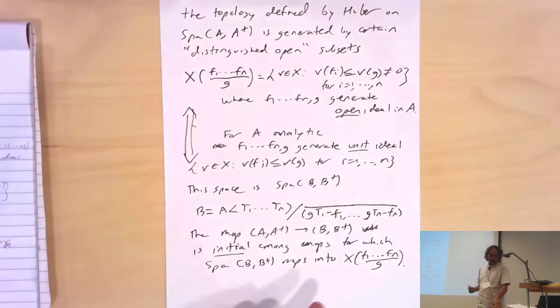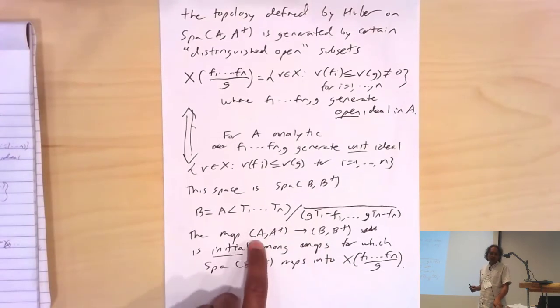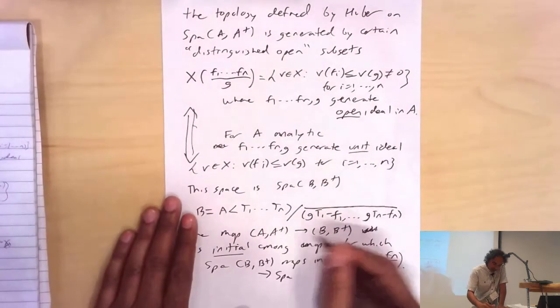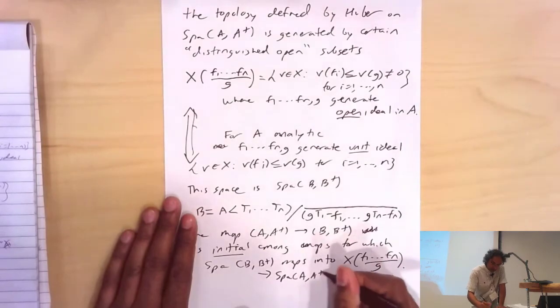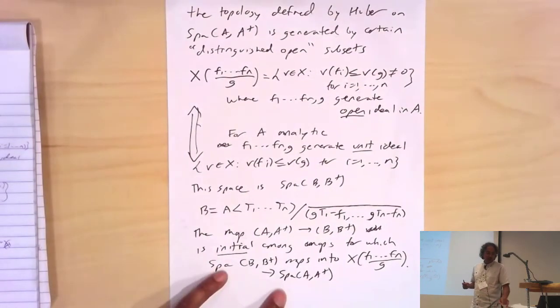So you look at all the maps like this, such that if you have a map of rings, then if you take a valuation here, you can pre-compose with this map to get a valuation here. So any map of pairs like this gives you a map of these sets. In fact, it's a continuous map for this topology.